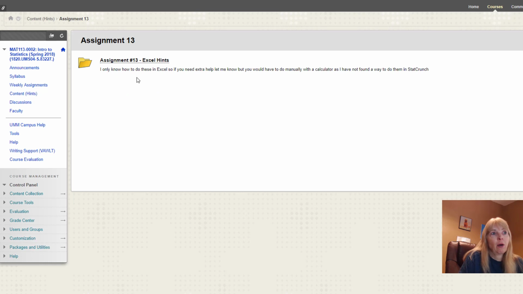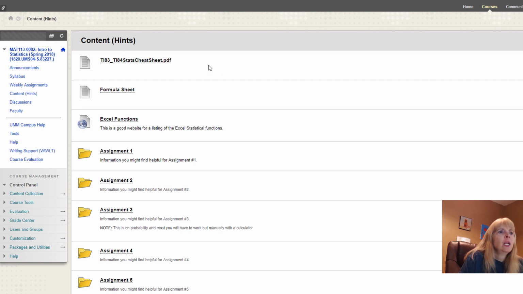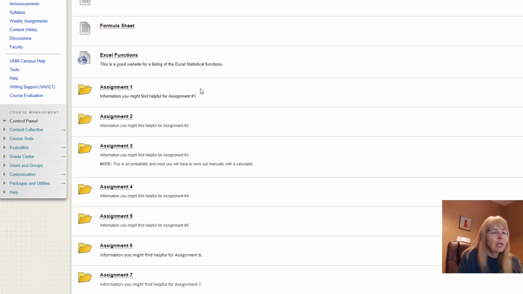Like this one, I only know how to do these in Excel. And these are things you probably don't want to do manually with a calculator. Most of the stuff you could do if you have a Texas Instruments calculator. But again, you know, just ask me. I have a TI-84, so if you need help with that. But most of my instructions are going to be Excel.